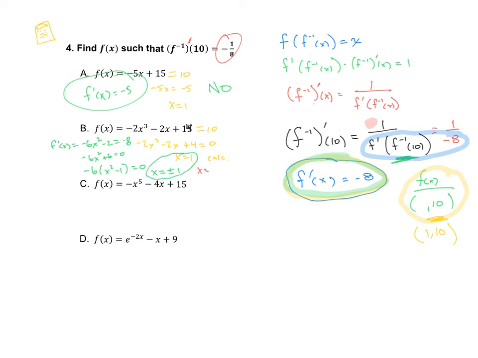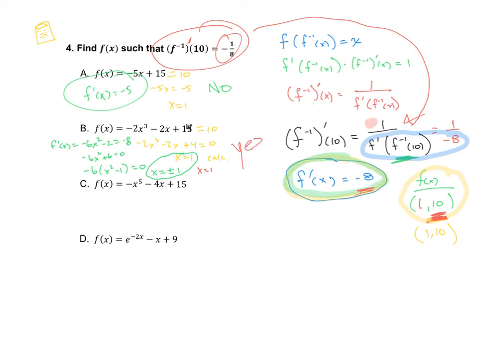Why is it x equals 1? Because x equals 1 does two things. First of all, x equals 1 creates a y value of 10, which this sort of told us, and we really saw it when we got down yonder here. And it gives us a derivative equal to negative 8. This is your yes. This is your answer.